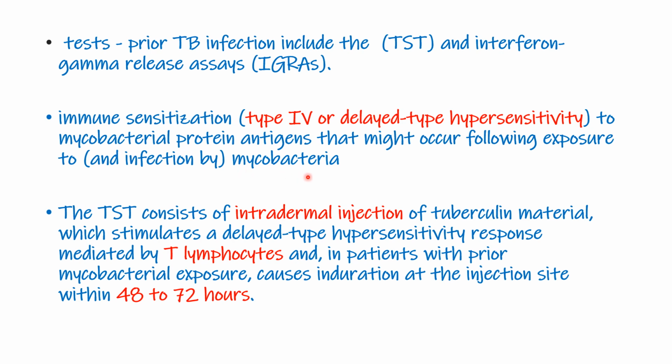Just to remind you, how many types of hypersensitivities are there? There are 4 types of hypersensitivities: type 1, type 2, type 3, and type 4. Type 1 is IgE mediated. Type 2 is cytotoxic, that is IgG and IgM. Type 3 is immune complexes. And then we have type 4, which is cell mediated immunity.